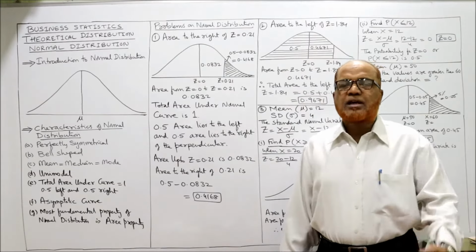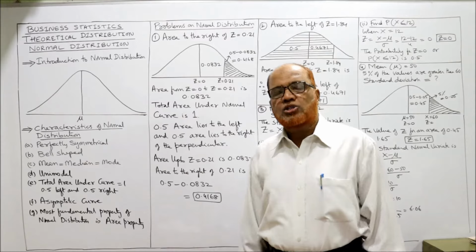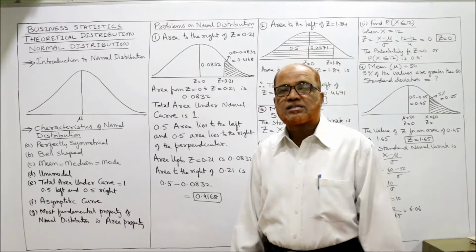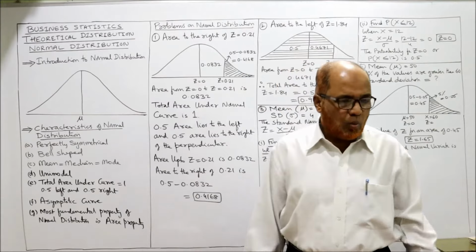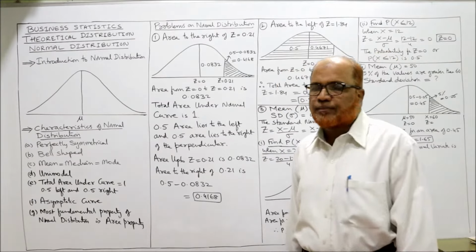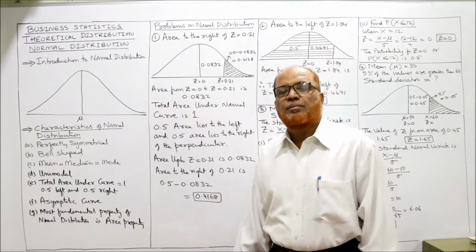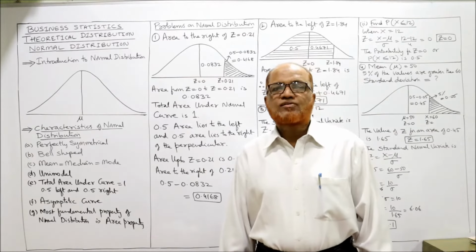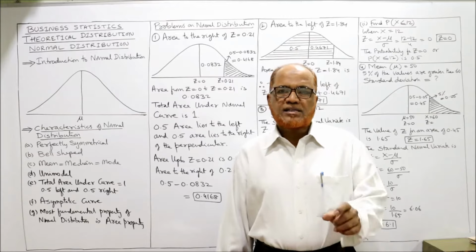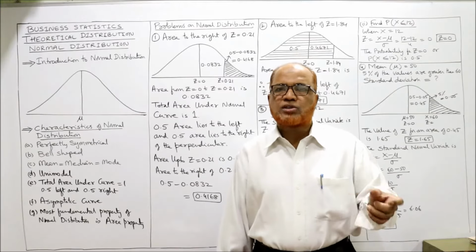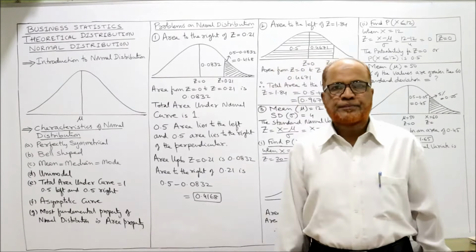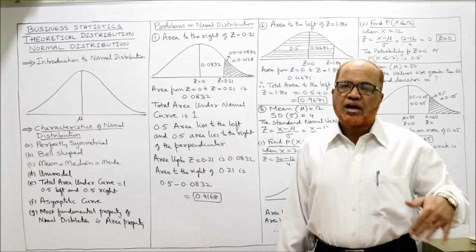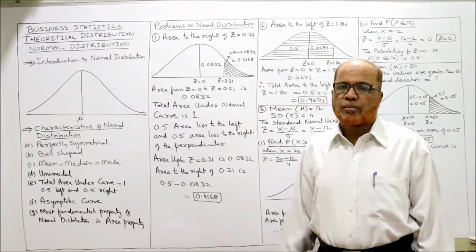The most important application of this normal distribution is statistical quality control. In SQC, statistical quality control, it is more widely used. Apart from that, this normal distribution will be used in hypothesis testing and test of significance. In test of significance, sampling, and hypothesis testing, again, this normal distribution will be widely used. The application areas are more for this normal distribution.